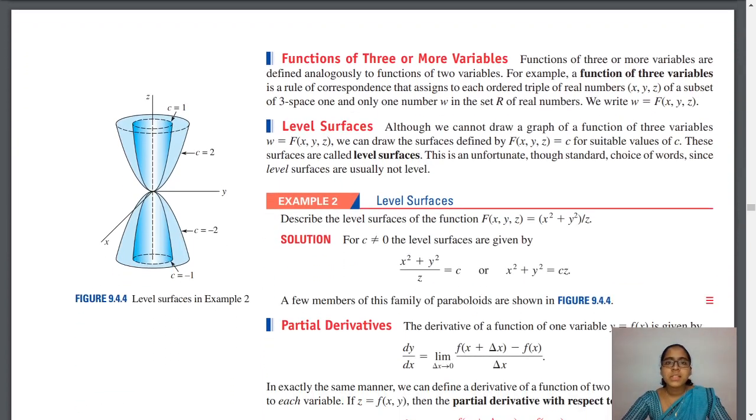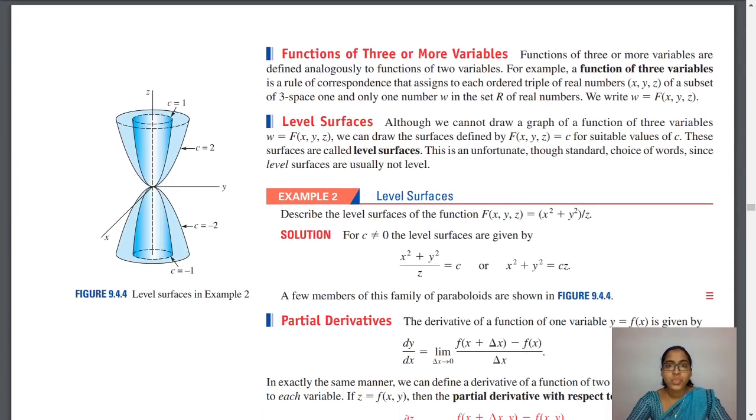We began this section by discussing functions of two variables. Here we move on to another level, that is functions of three or more variables. Again, this is similar to functions of two variables. A function of three variables is a rule of correspondence that assigns to each ordered triple of real numbers of a subset of three space one and only one number w in the set R of real numbers. That is, w is equal to capital F of x, y, z.